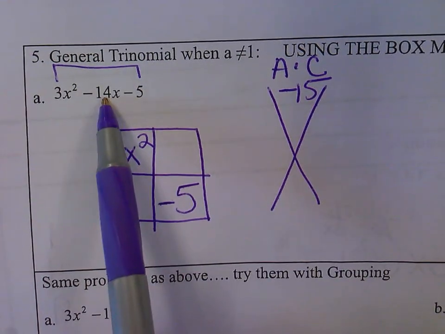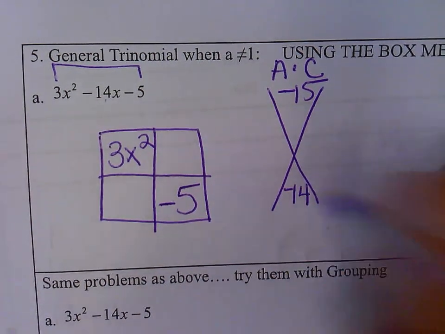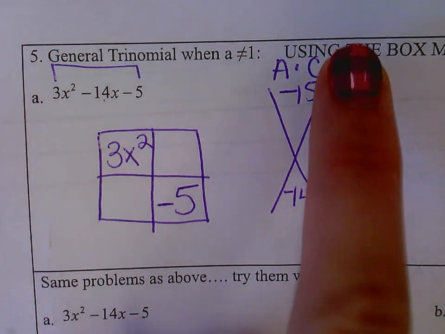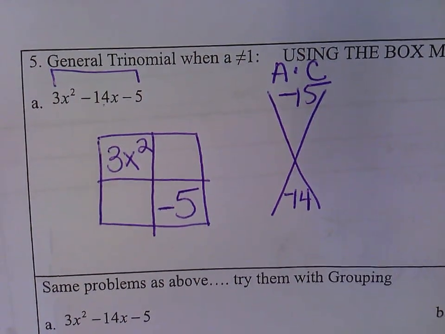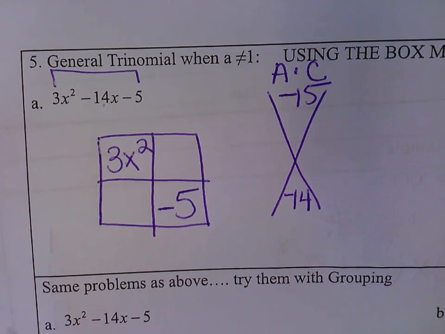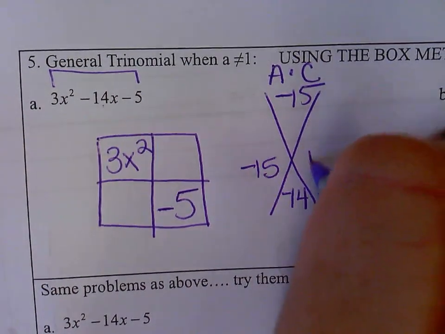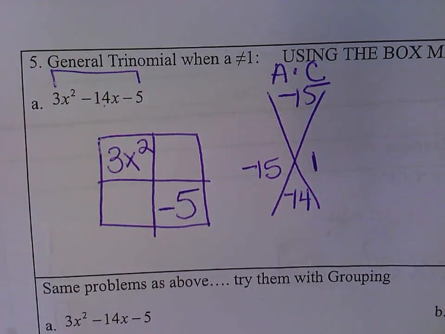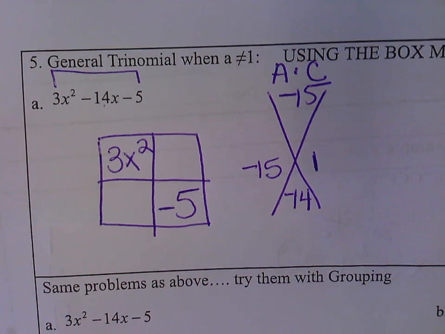I still put that -14 down at the bottom. So now I'm just looking at the diamond method. What are the factors of -15 that add up to -14? Yes, so -15 times 1 is -15, and those two add up to -14. Does that kind of make sense? I did the diamond method.